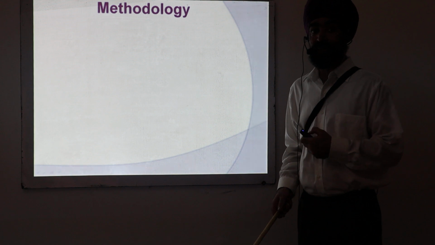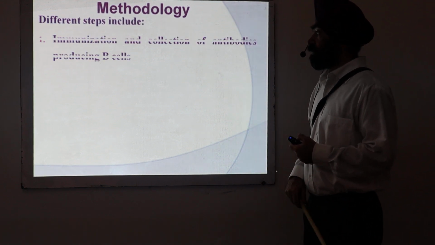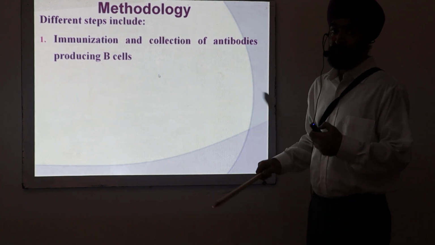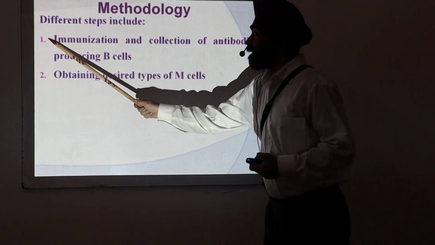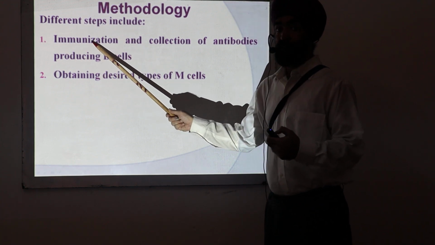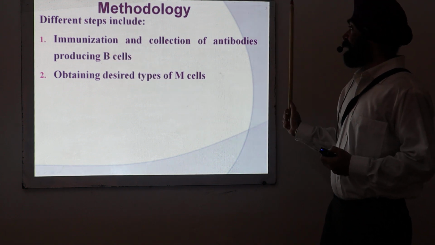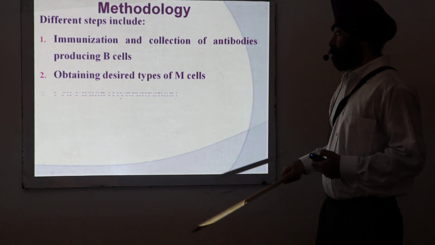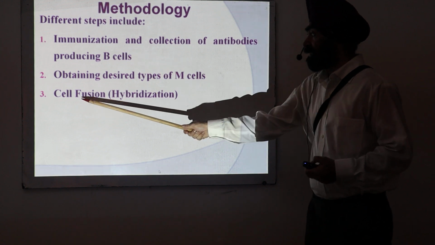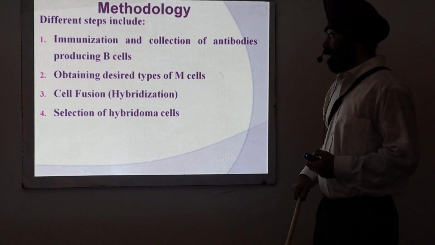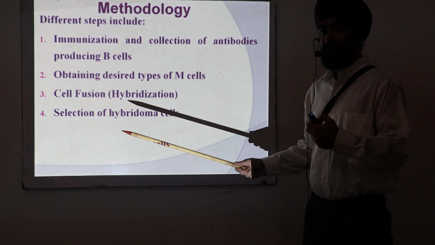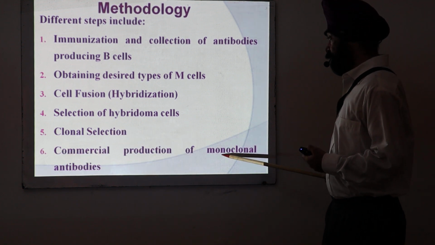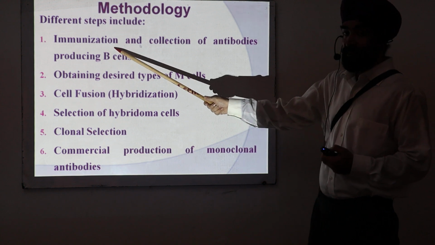So how do we create these hybridoma cells? That means the methodology. What are the different steps? I will just name these steps, then discuss all of them in detail. Number one, immunization, which relates to antigens and antibodies, and collection of antibody-producing B cells. Then obtaining the M cells. Then fusing these two, that is cell fusion, which is called hybridization. Then we select the desired hybridoma cells. Then clonal selection, and then commercial production of monoclonal antibodies. These are just the headings. I will discuss each heading separately.